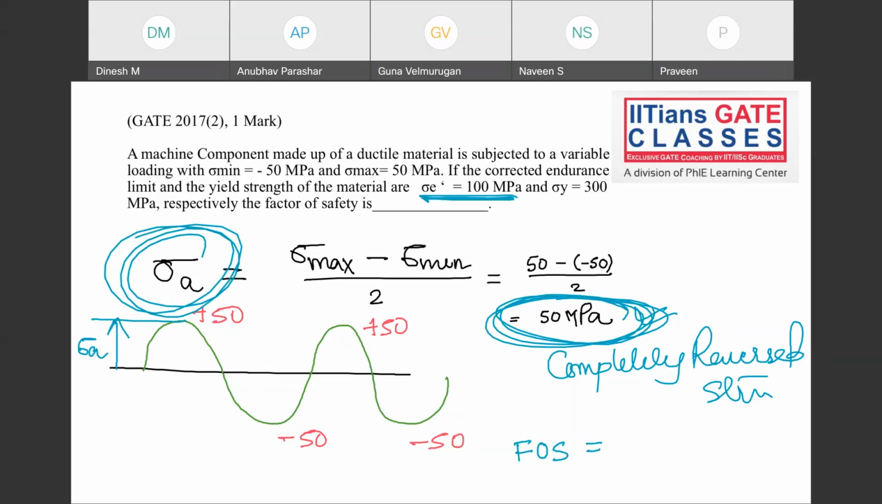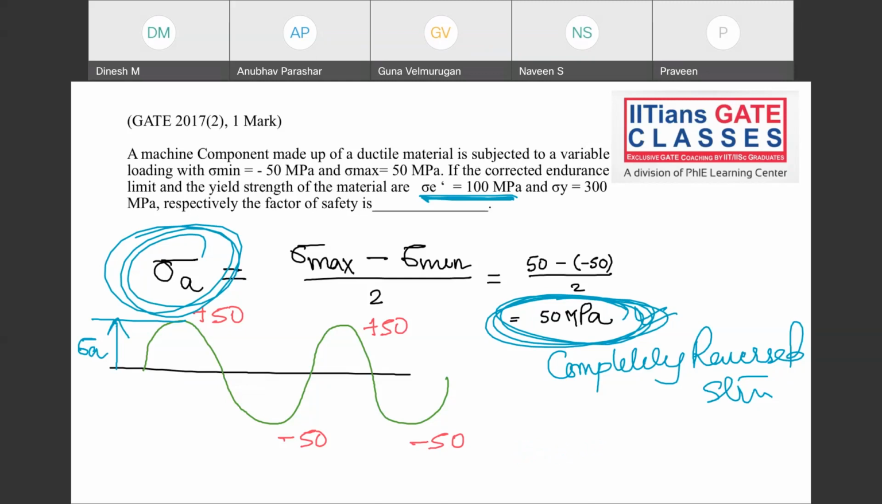Factor of safety, I can say this is nothing else but sigma A divided by sigma E dash. Sorry, I reversed it. Factor of safety will be the other way around, right? Factor of safety is equal to sigma E dash divided by sigma A. I'll write down the formula so that you're not confused. Factor of safety will always be greater than one.